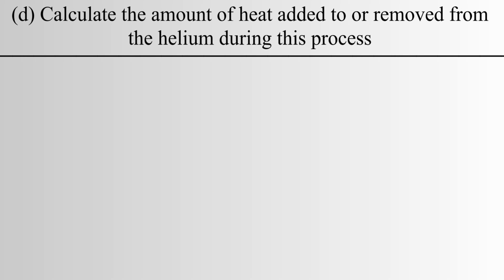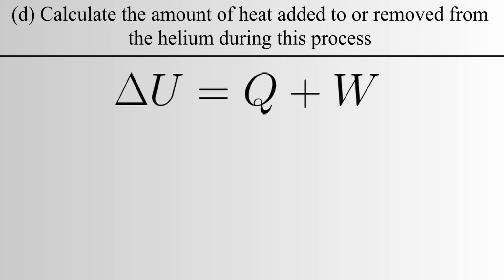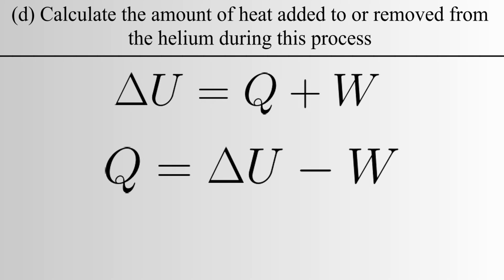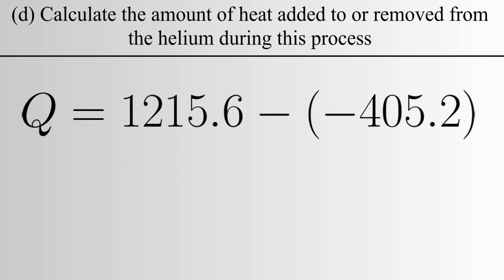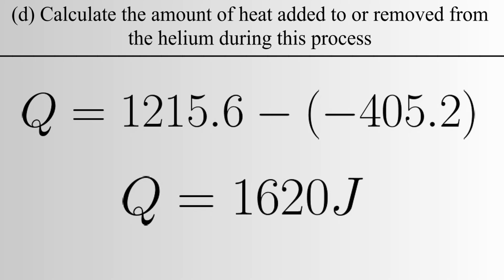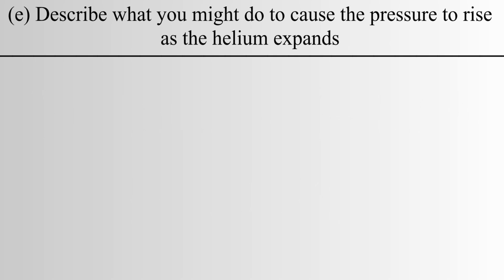Part D asks us to calculate the amount of heat added to or removed from the helium during this process. We know that the internal energy must be equal to the heat added plus the work done, or delta U equals Q plus W, where Q is the heat added and W is the amount of work done. We can rewrite this equation as Q equals delta U minus W, where we put in our 1215.6 for delta U and our negative 405 for W, and this gives us 1620.8 joules. The positive sign of the heat shows that the heat is added to the system.